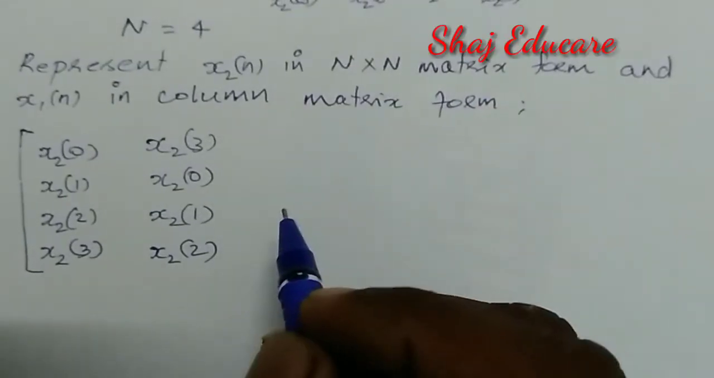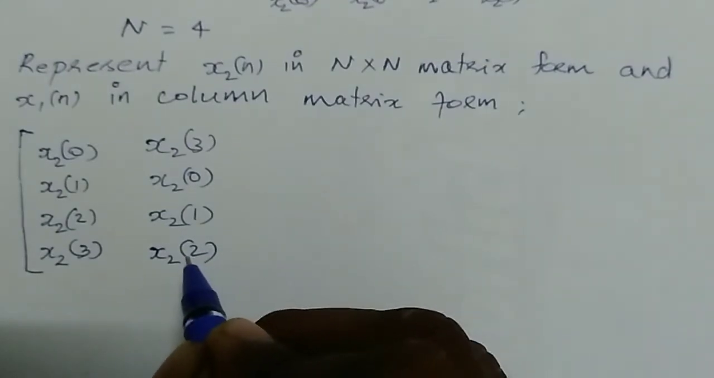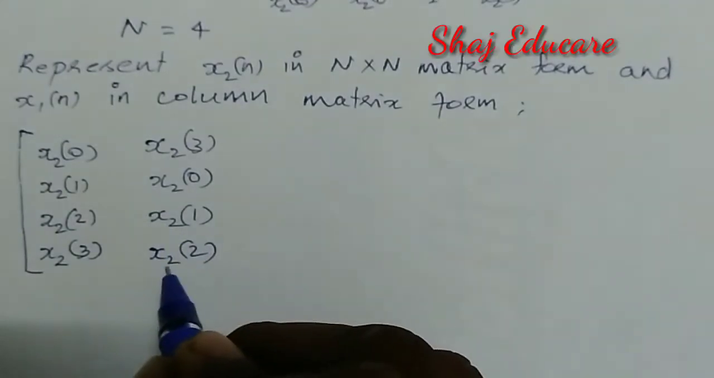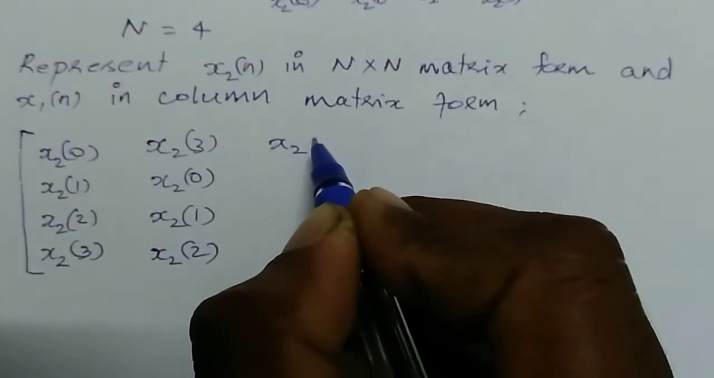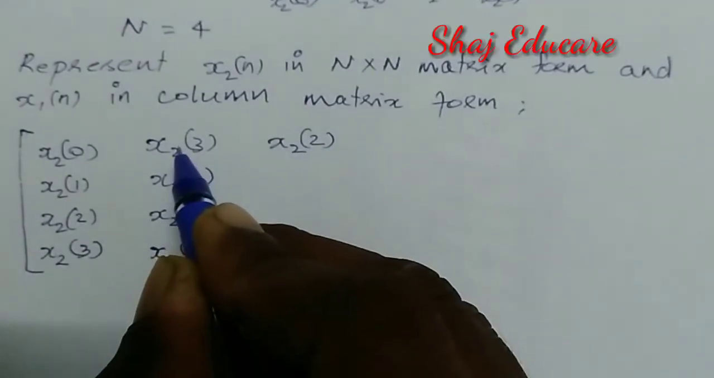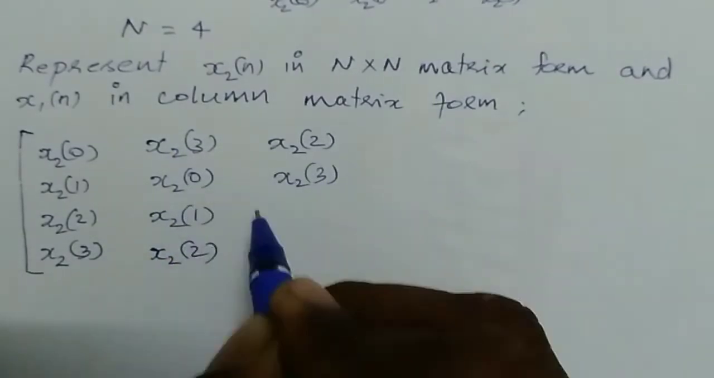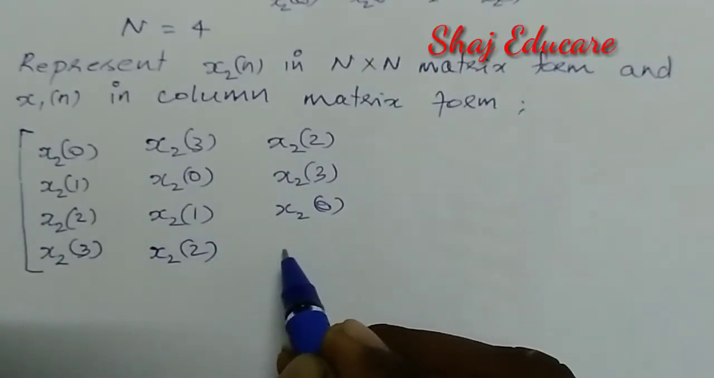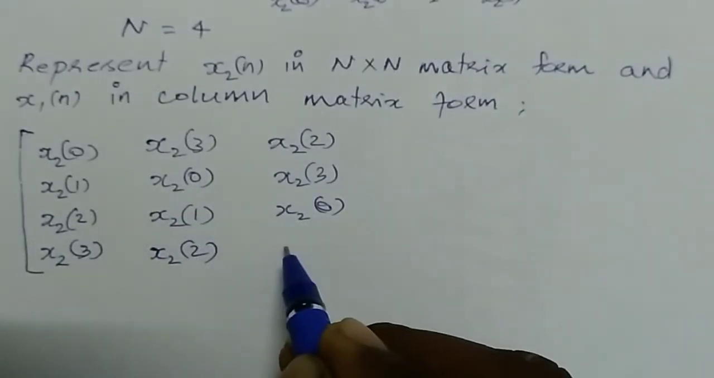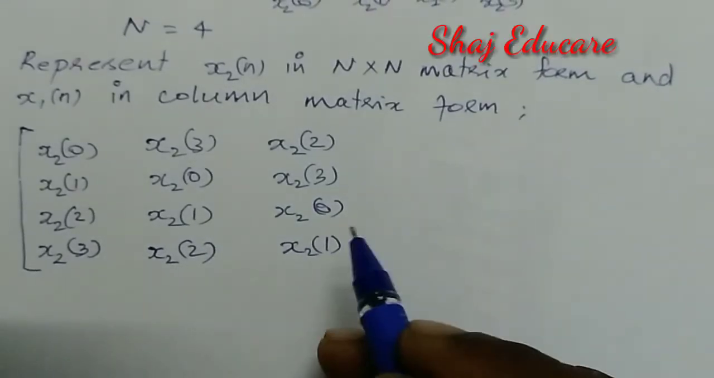Now let us construct the third column. Of course, the last element, x2 of 2, should come first. Then x2 of 3, the next element should be x2 of 0, and the last one is x2 of 1.